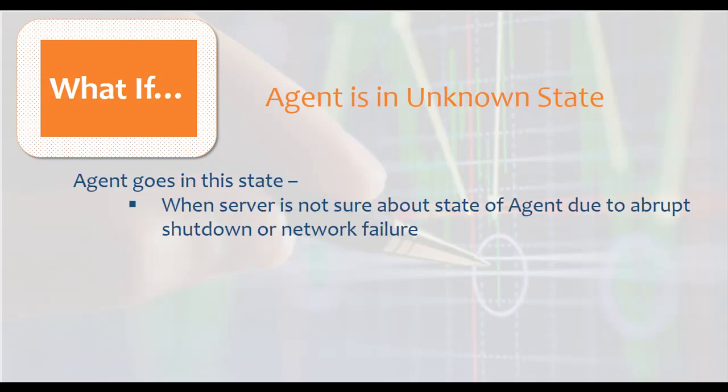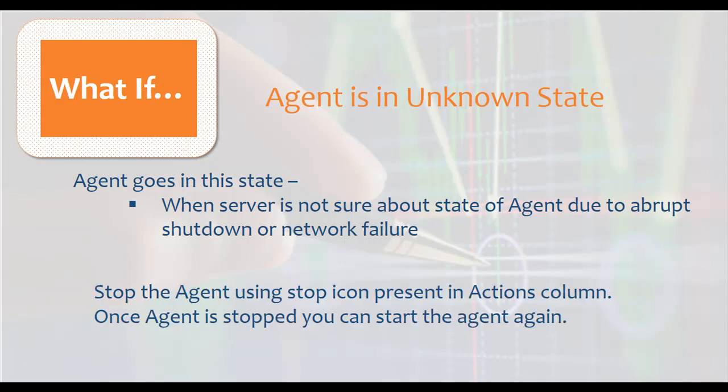Next, what if the agent is in unknown state? When an agent enters the unknown state, it indicates that the server is unable to establish communication with the agent. This could be due to various reasons, such as an abrupt shutdown or a network failure. So what should you do if you encounter such a scenario? The recommended action is to stop the agent. To initiate the resolution process, use the stop icon available in the action column. This will halt the agent operation temporarily.